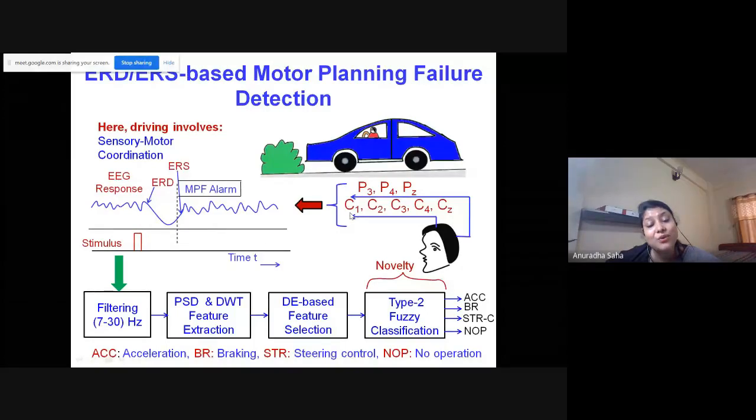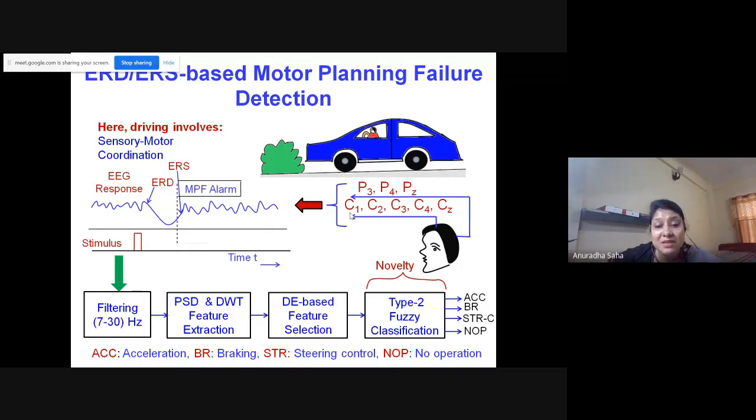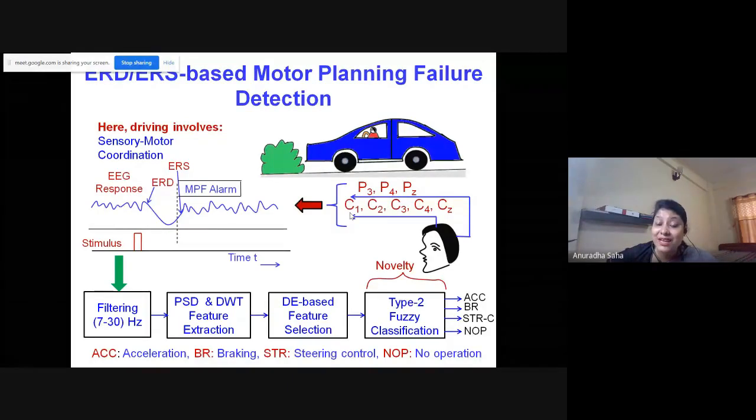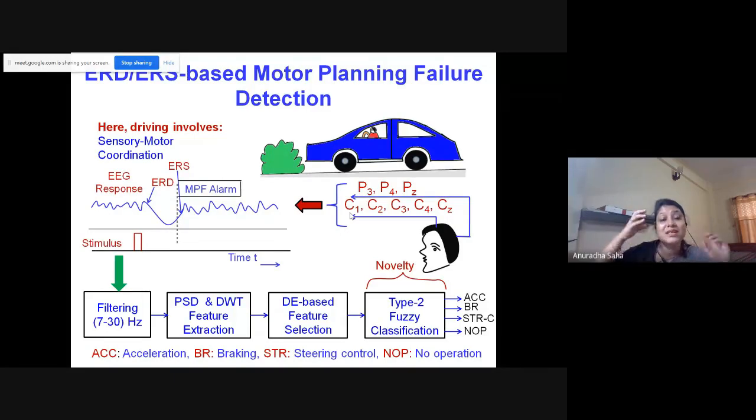And you can see that we are writing here some values like P3, P4, PZ, C1, C2, C3, and so on. I am going to tell you that all these EEG signals are collected from the scalp of the human person.